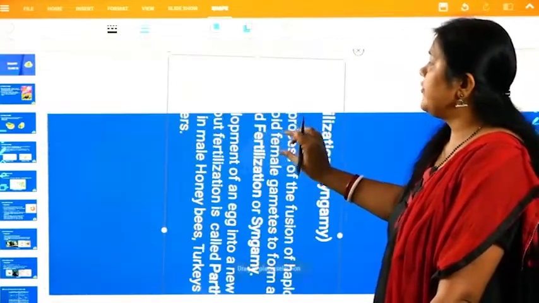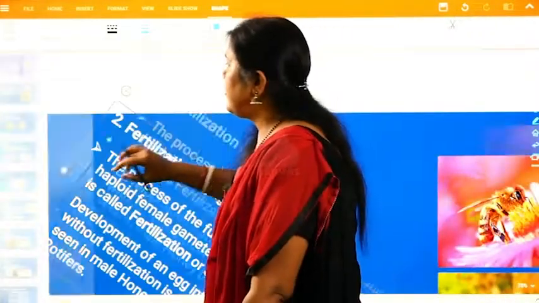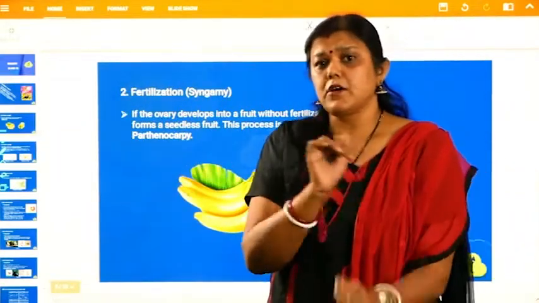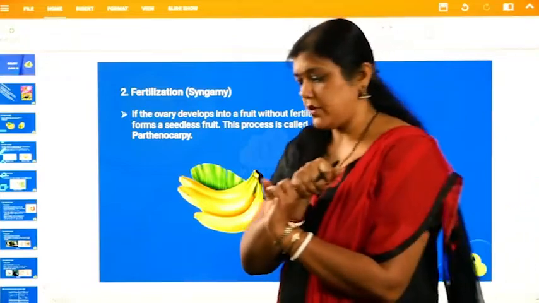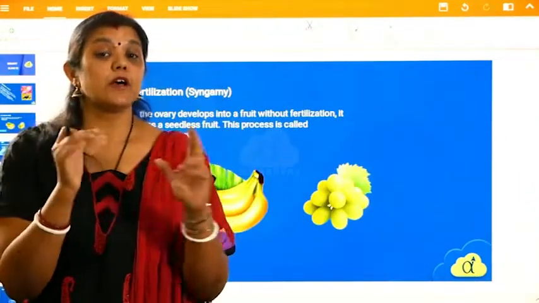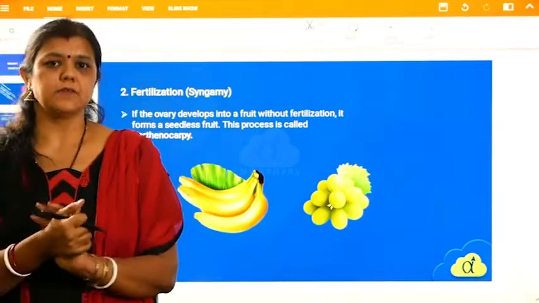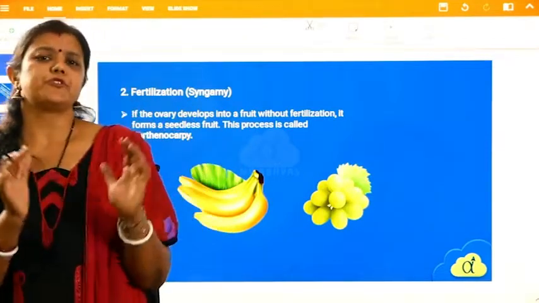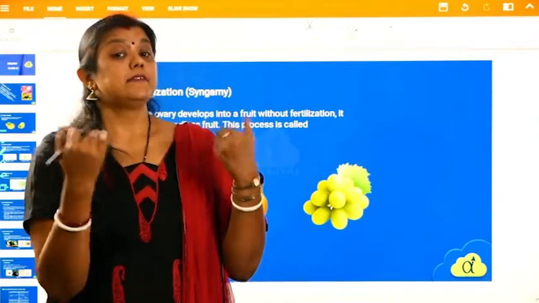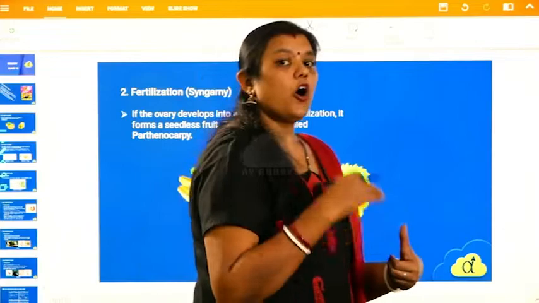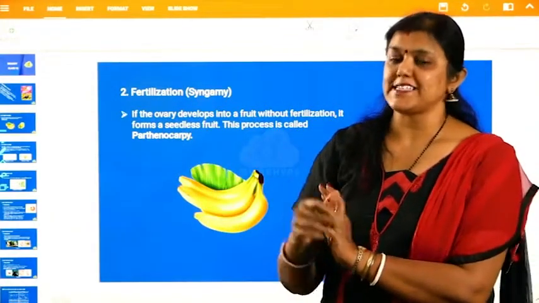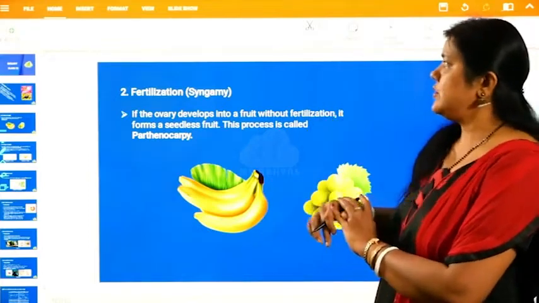So what are the two definitions we have learned from this? There are two ways by which sexually reproducing organisms can reproduce. The general process is the formation of a zygote, that is, a fusion of a haploid male and a haploid female gamete. The other process is when a mature egg automatically forms a new organism, and that is called parthenogenesis. Okay.